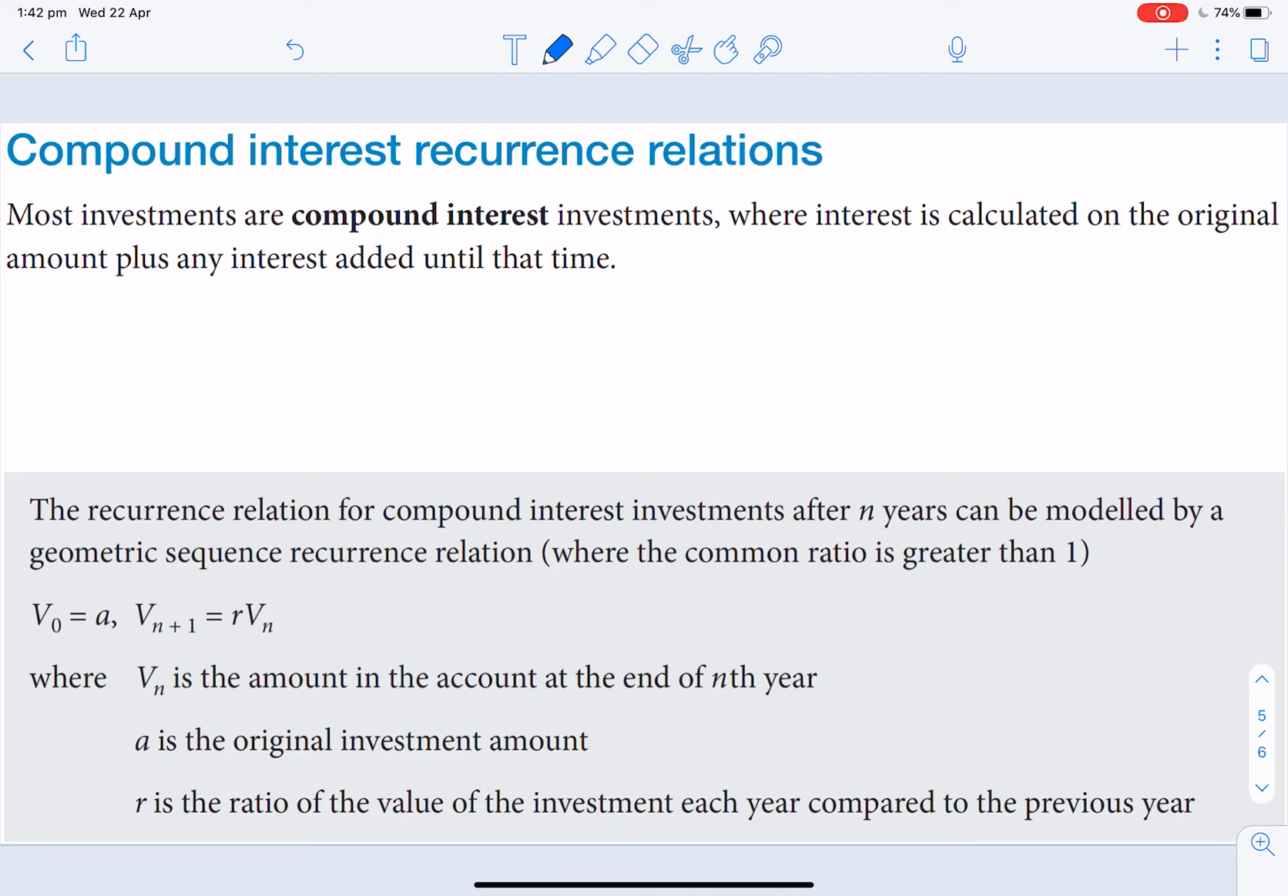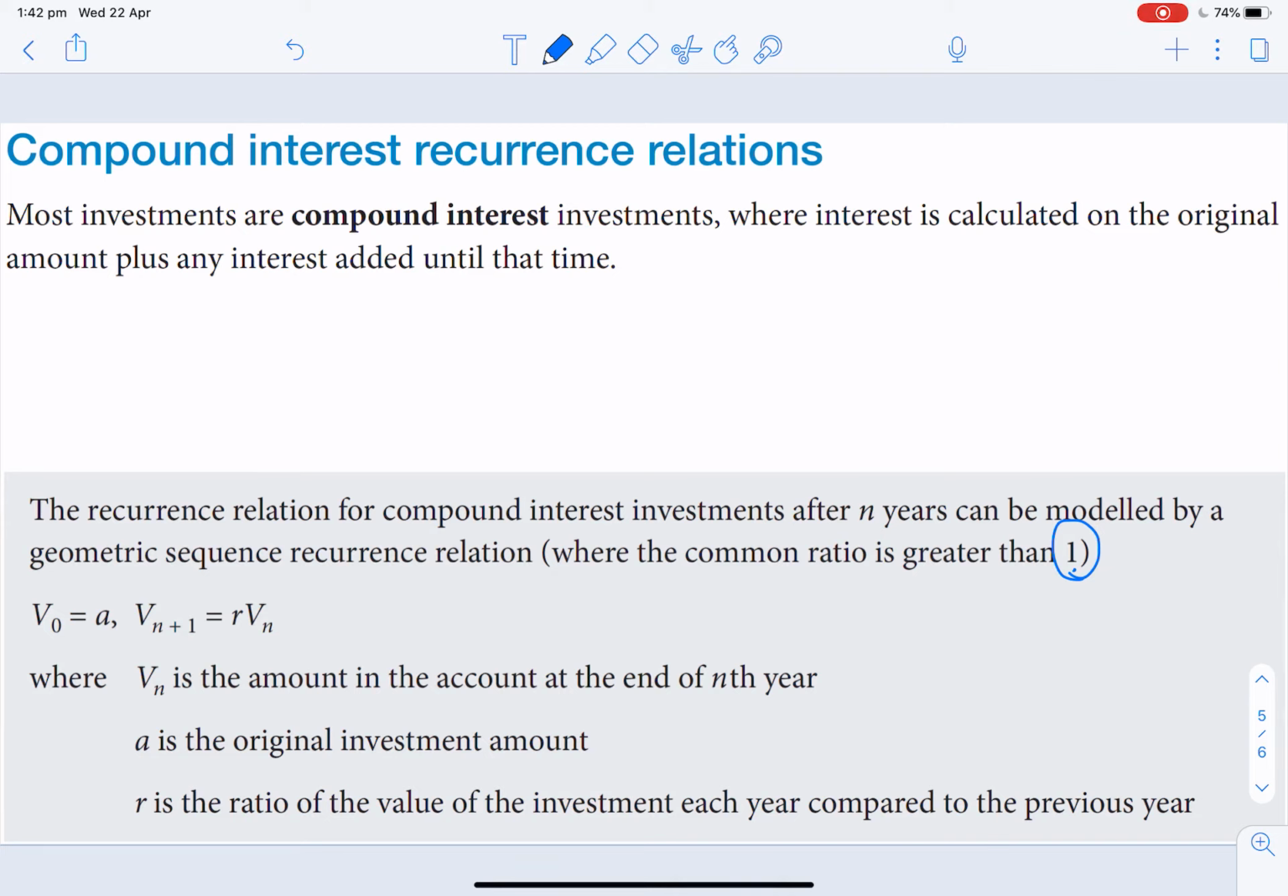So the longer you can keep your money in, the more it grows. Based on this, if the interest rate is much the same as simple, compound interest overall will give you a better figure. So the recurrence relation for compound interest investments after n years can be modelled by a geometric sequence recurrence relation where the common ratio is greater than 1. V of 0 equals A, V of n plus 1 equals R V of n.